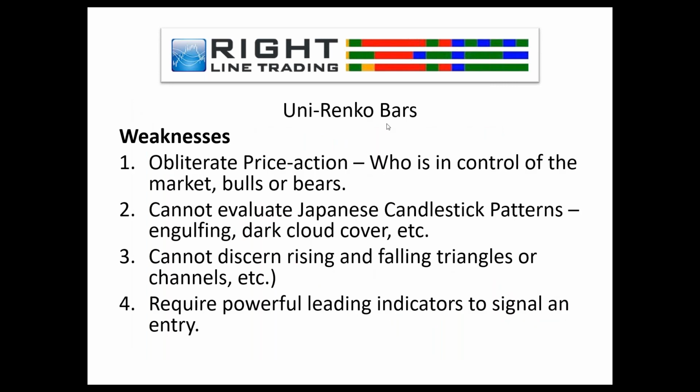Now, I want to review this again really briefly, because not everybody in the room has heard it, although probably a lot of you have. The weakness of Unirenko bars is they do obliterate price action from candle to candle to some extent. They sort of pull back the information of who's in control of the market, the bulls or the bears. And they do that by not allowing you to evaluate standard Japanese candlestick patterns: an engulfing candle, a dark cloud cover, a piercing candle, a doji, a shooting star formation. It's more difficult to look at rising and falling triangles or channels, although you can see them with Unirenko. They're just a lot more difficult.